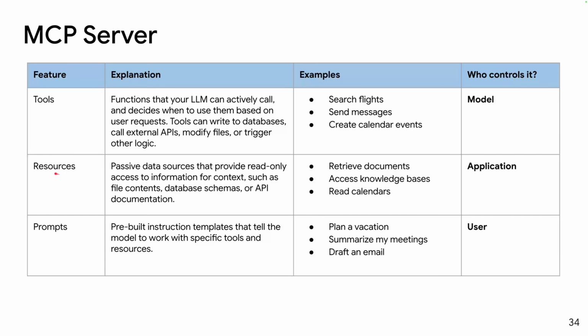Then you have resources. With resources, the large language model, through the MCP client and MCP server, can read a file that allows the model to have some sort of context. It could be a file, a database, or API documentation. So who controls this? This is controlled by the application. That means once the resource is read, the application will have a context. Examples of resources: retrieve a document, access a knowledge base, or read a calendar.